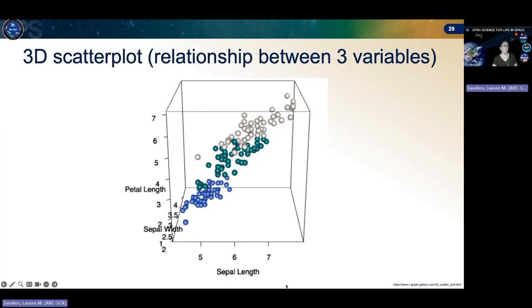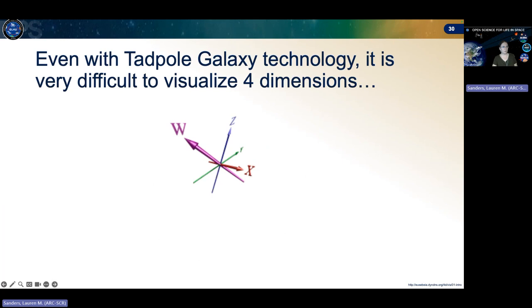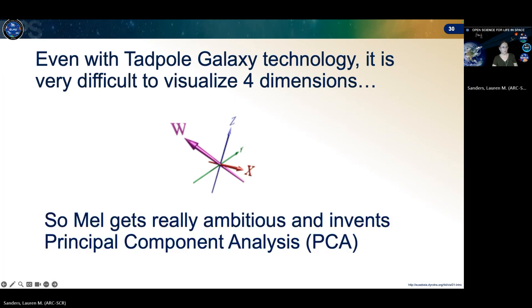We can even make a 3D scatter plot. It's a little harder to visualize, but here's a 3D scatter plot where you can see petal length on the y-axis, sepal length on the x-axis, and then sepal width on the z-axis, okay? You kind of need an interactive visualization here so that you can turn it around and look at it from all dimensions. But there are 4 variables here, and even with very advanced technology, it is difficult to visualize 4 dimensions. So Mel gets super ambitious and invents principal component analysis, or PCA.